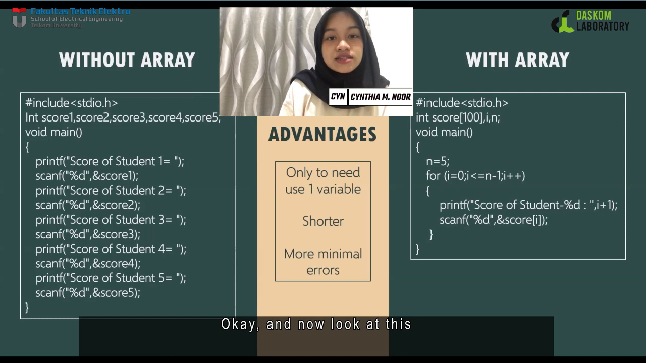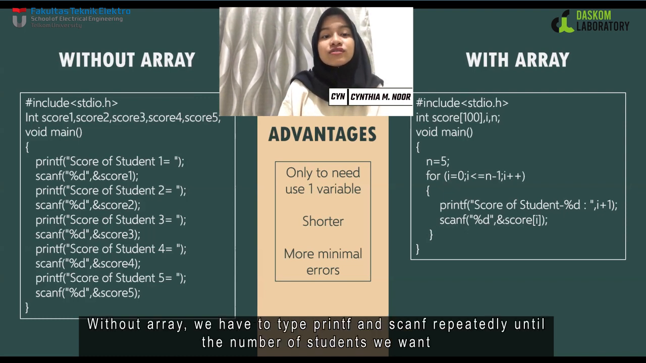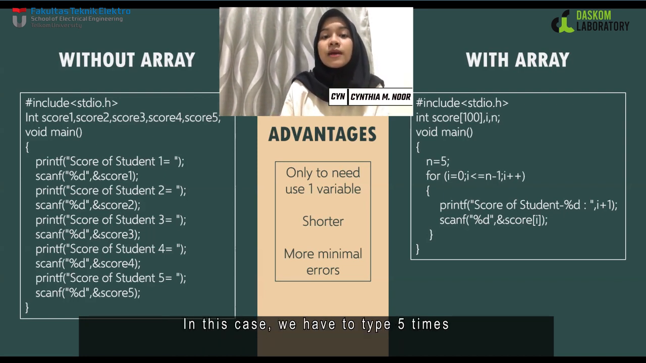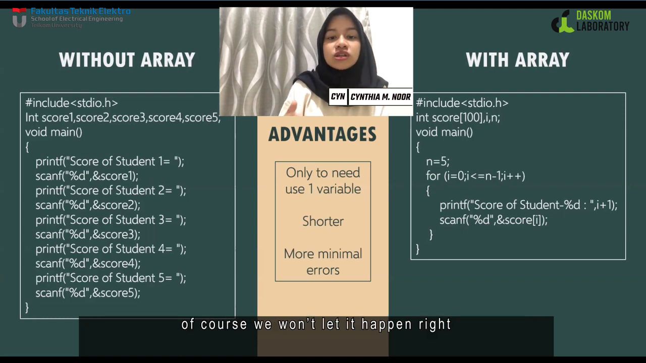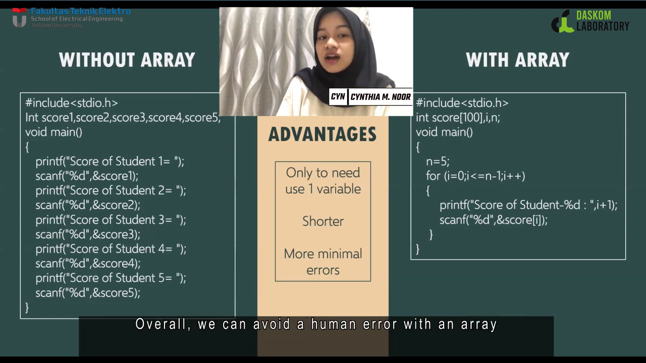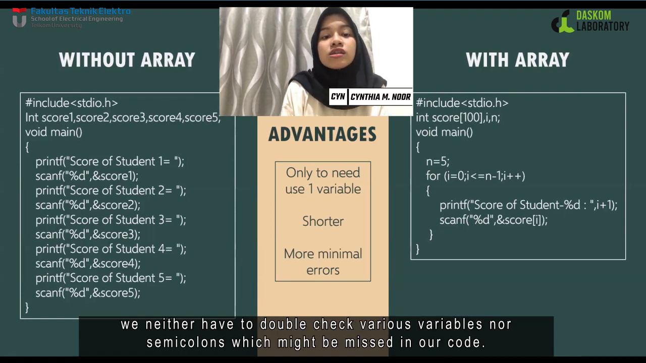Okay, and now look at this. Without array, we have to type printf and scanf repeatedly until the number of students we want. In this case, we have to type 5 times, and we can imagine how much effort we need if we want to enter more than 5 students. Of course, we don't want to let that happen, right? Overall, we can avoid human error with an array. We neither have to double-check various variables nor semicolons which might be missed in our code.